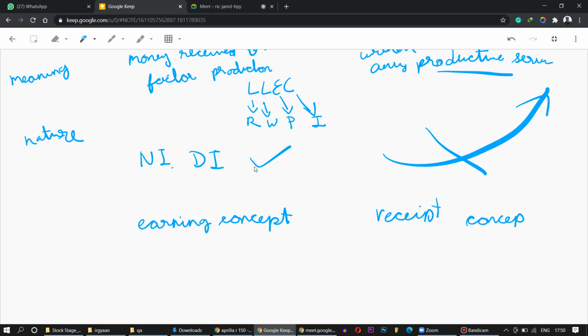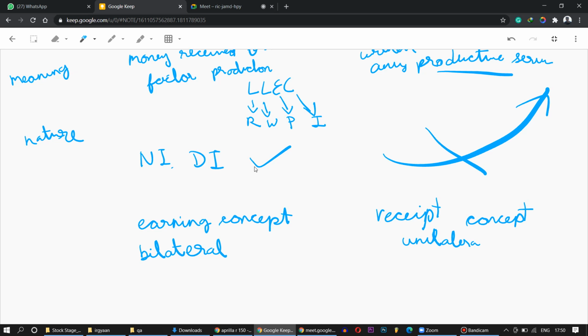Because here it is bilateral. You give something, you sacrifice something to get it. Here, you don't have to sacrifice much. You don't have to sacrifice at all. So you just get it. When you get, it is called receipt concept. And that is why we call it unilateral. And you already know the example.